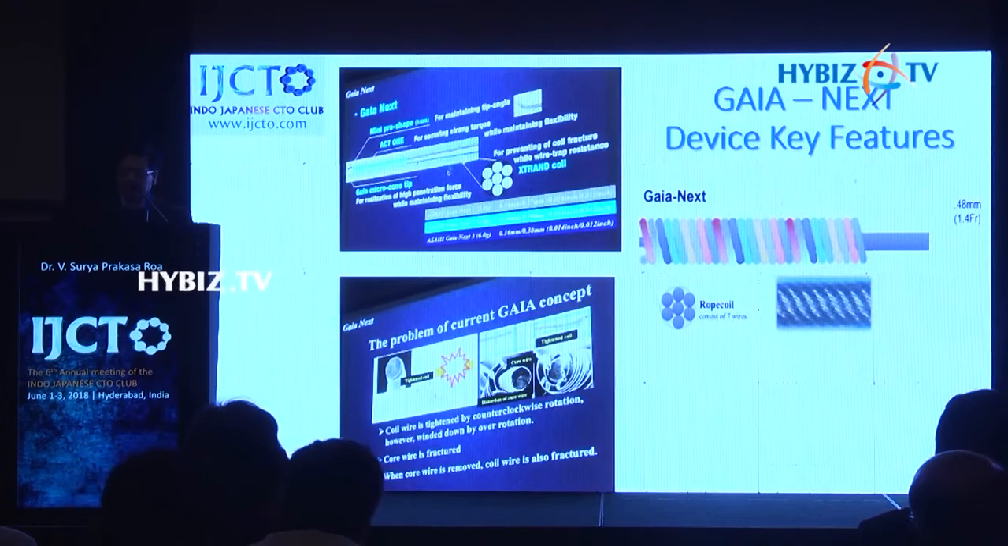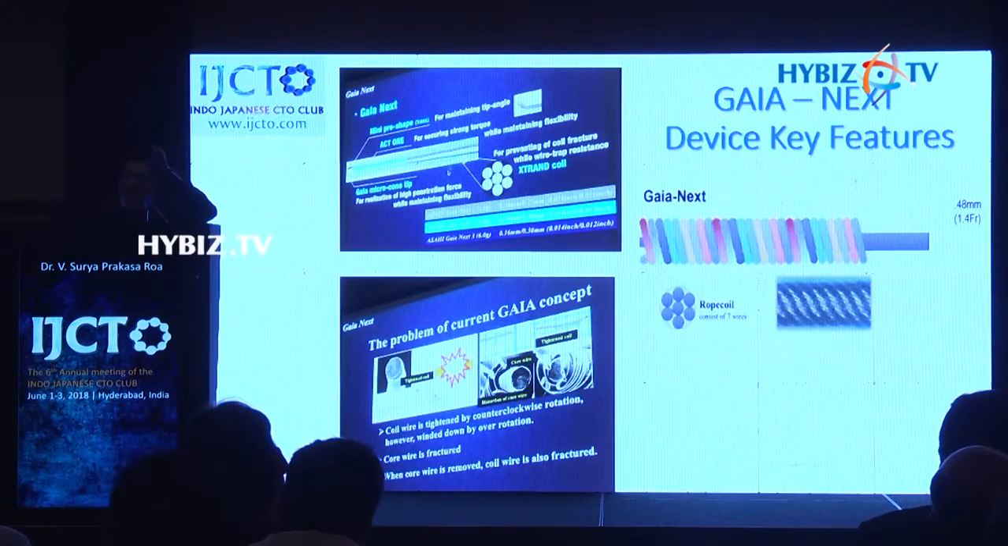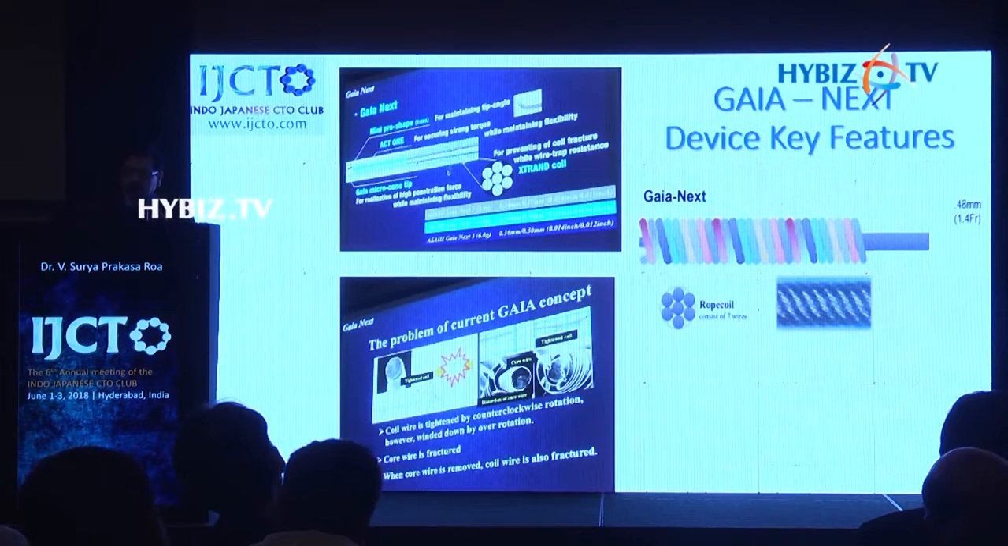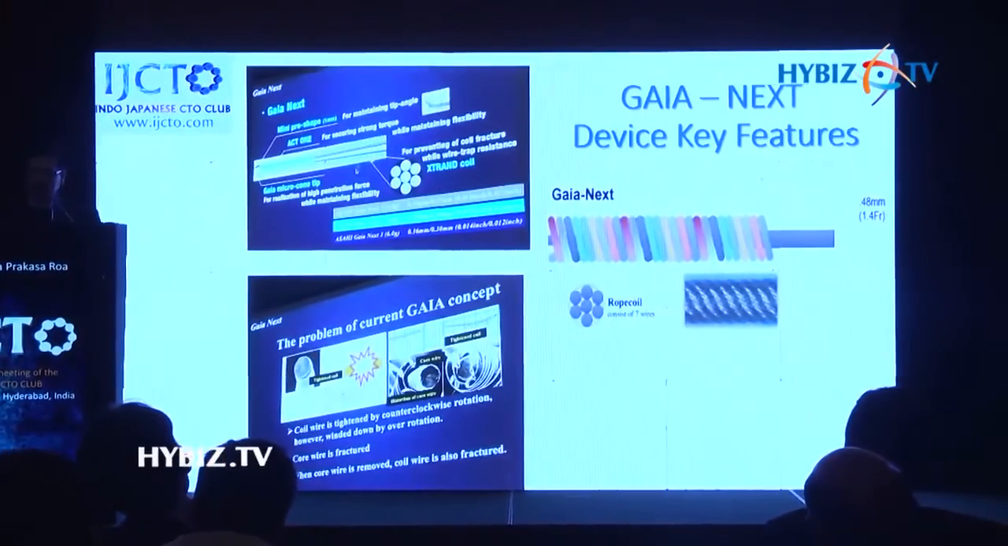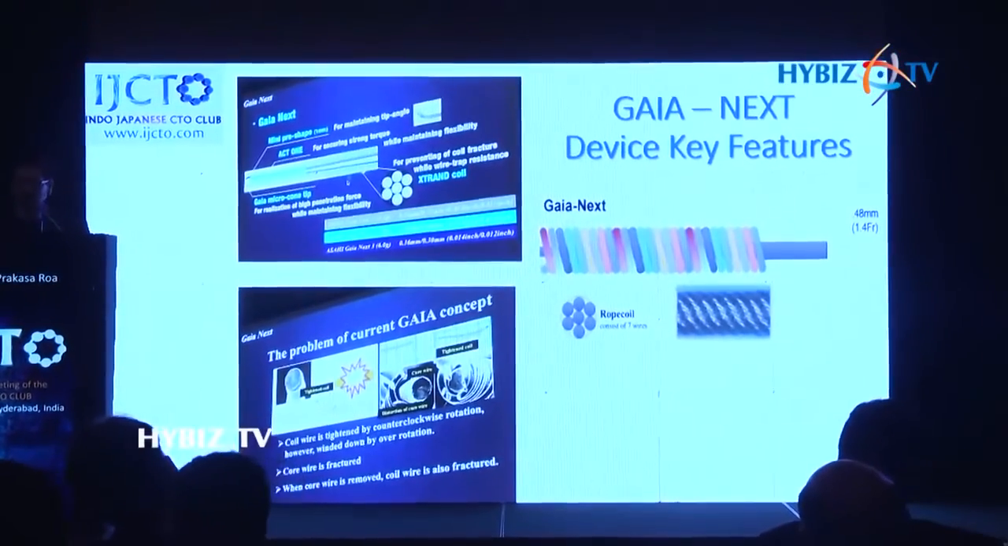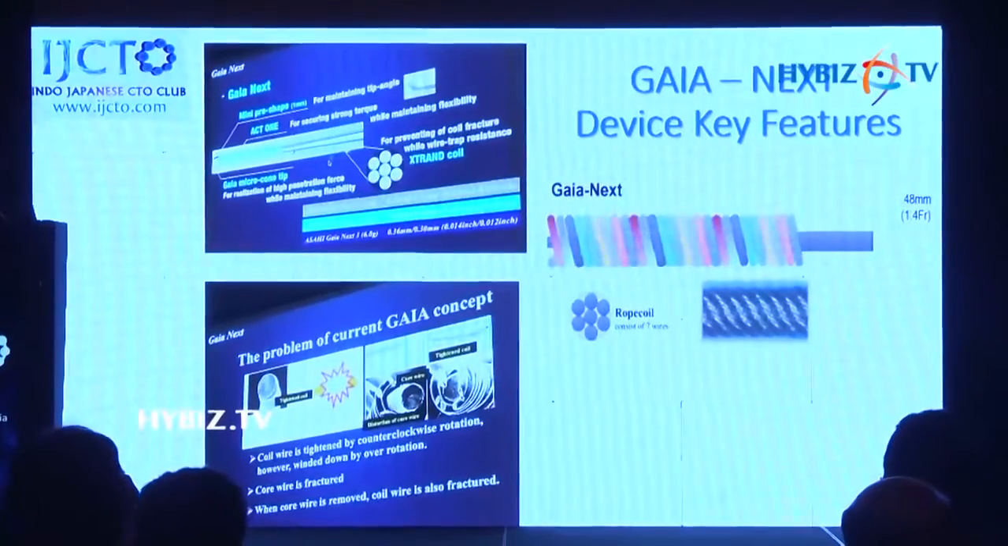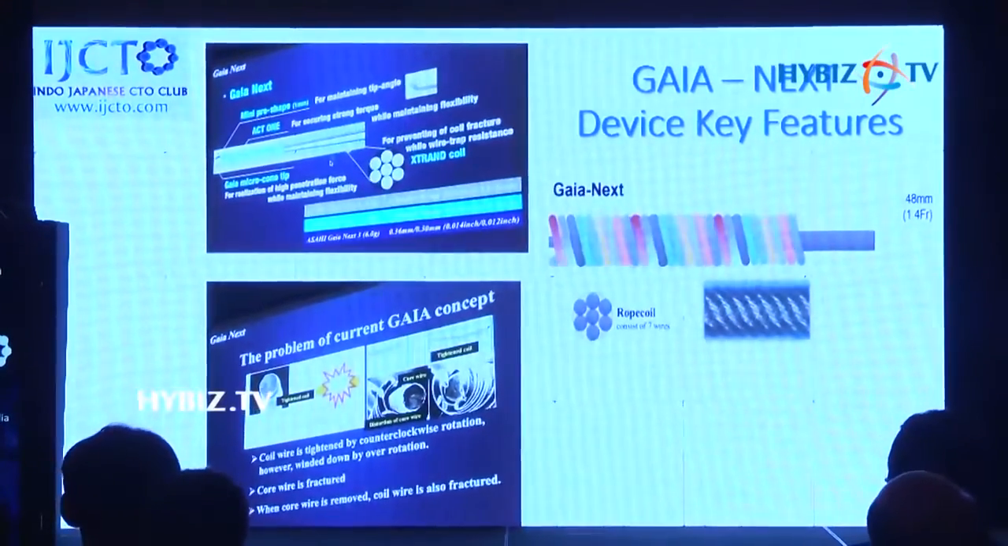The Gaia Next, as Dr. Koshi Matsu already explained, differs from the Gaia in the extended coil, which protects against coil fracture. If coil fracture occurs, core fracture will also come; that's why the extended coil protects. And there is more penetration and more flexibility for the Gaia Next. Yes, we have used a couple of wires, but there is not much experience in India with the Gaia Next.